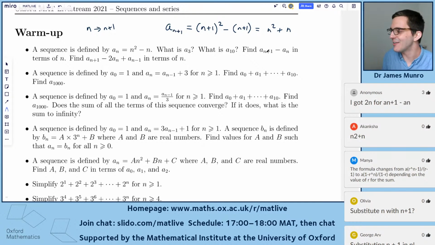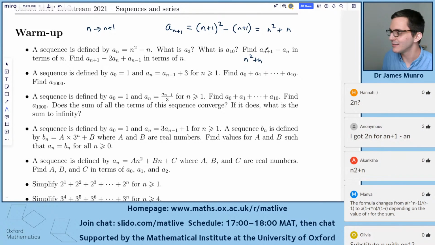Brilliant. And Hannah's ahead of me. Hannah wants to subtract the a_n already. So if I do n squared plus n for this a_(n+1), I need to subtract off a_n, which is n squared minus n, and I'll get 2n. Okay, brilliant. So we've worked out that this is 2n.